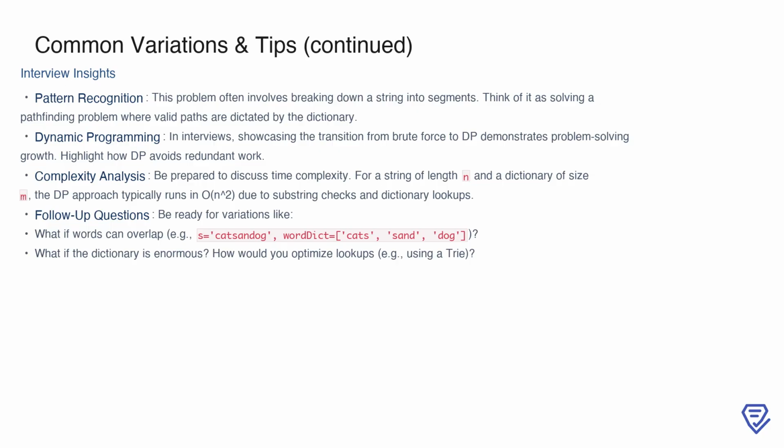Additionally, you should be prepared to analyze the time complexity of your approach. For example, the dynamic programming solution typically has a complexity of O(n squared), considering substring checks and dictionary lookups. Be ready to answer follow-up questions, such as handling overlapping words like in "catsanddog" with the dictionary ["cats", "sand", "dog"], or optimizing for large dictionaries by using data structures like a trie.